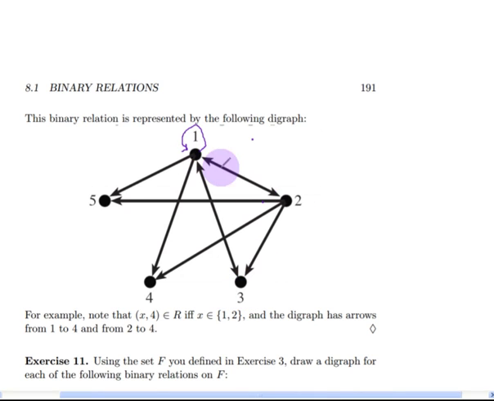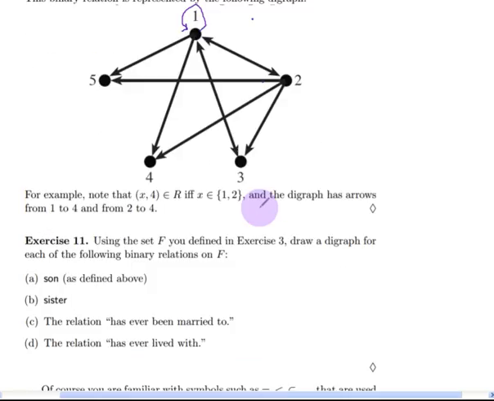In this case, we have 1 and 2. 1 is related to 2, and 2 is related to 1. So that seems to confirm symmetric. However, look at this. 1 is related to 5, but 5 is not related to 1. So this shows that in fact the relation is not symmetric. If the symmetry condition fails for any pair in the graph, the relation is not symmetric.